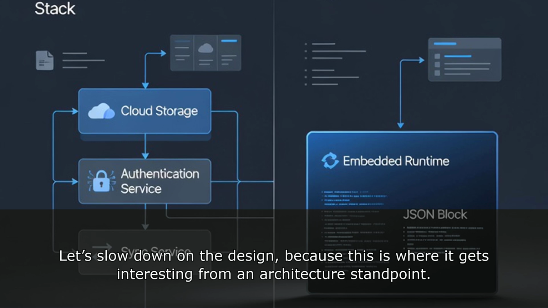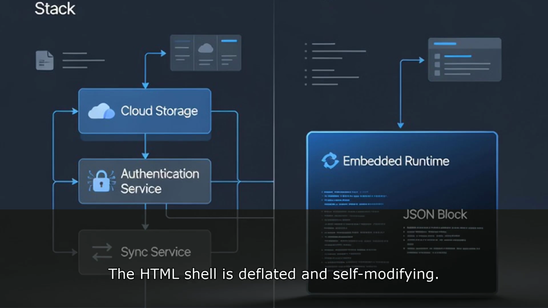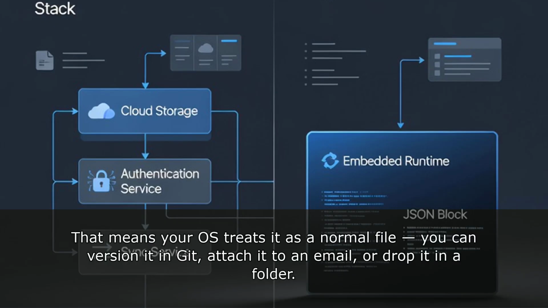Let's slow down on the design because this is where it gets interesting from an architecture standpoint. The single file model is not a gimmick. The HTML shell is deflated and self-modifying. When you save, the file rewrites itself in place, keeping the same file system access handle. That means your OS treats it as a normal file. You can version it in Git, attach it to an email, or drop it in a folder.